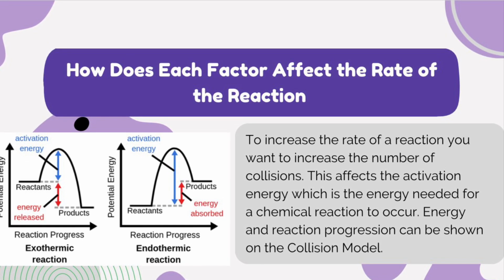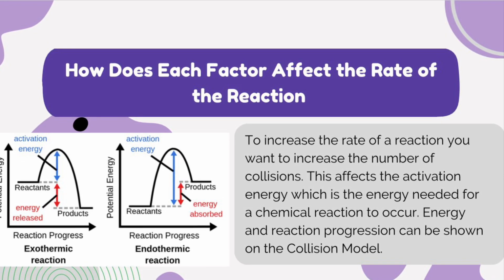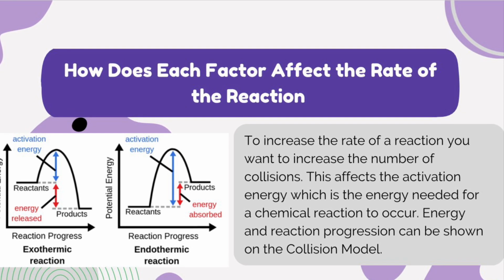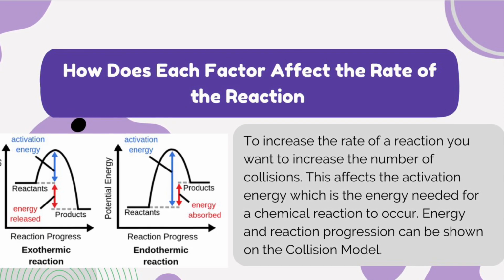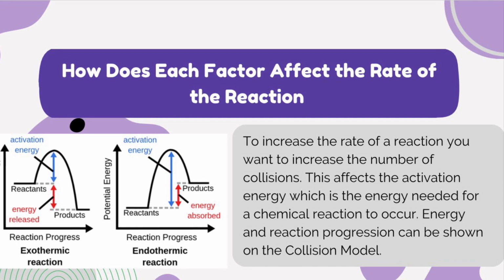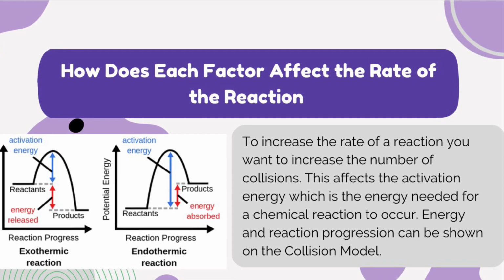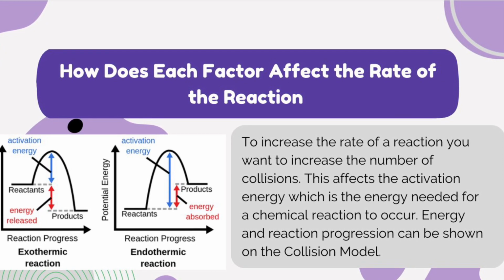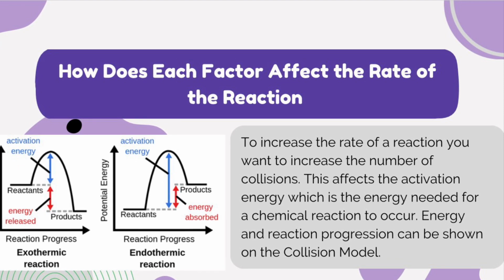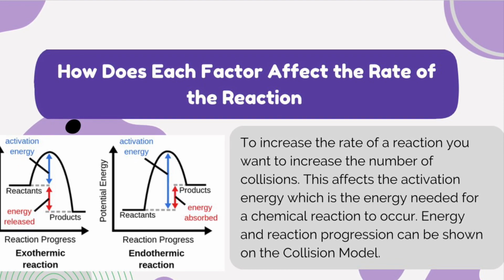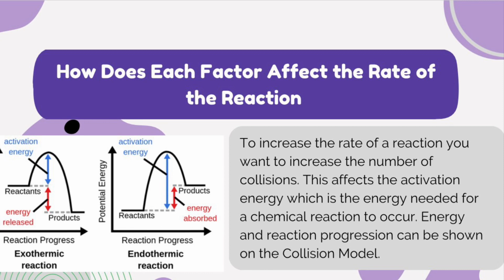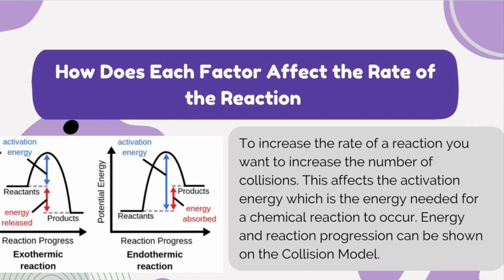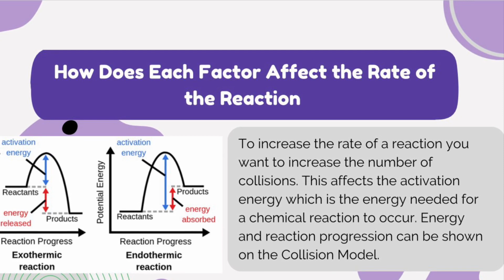This can be shown through the collision model, which shows the relationship between potential energy and the reaction progression. This is where endothermic and exothermic reactions are relevant. Endothermic is shown to start with lower potential energy, and exothermic is shown to have higher potential energy in the beginning. But if you increase any of the factors, like temperature for instance, you increase the movement or kinetic energy, which increases the number of collisions, which are shown in the graph on the collision model.